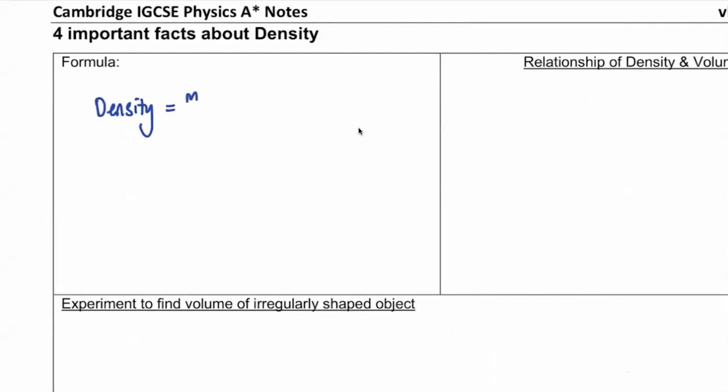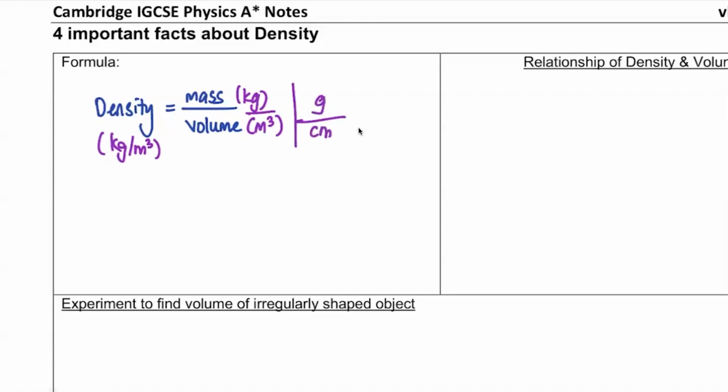So density is mass over volume. The unit for mass, right? The SI unit is kg, volume is meter cube. So it will be kg per meter cube. Can you guys see that? Or sometimes it will be given in gram and cm cube. Then this will be gram per cm cube. But the SI unit is the highlighted one.